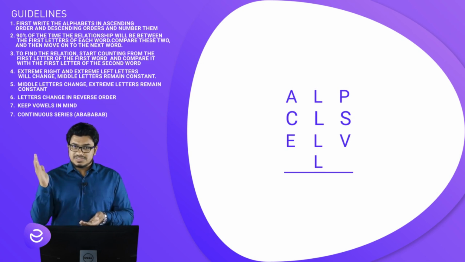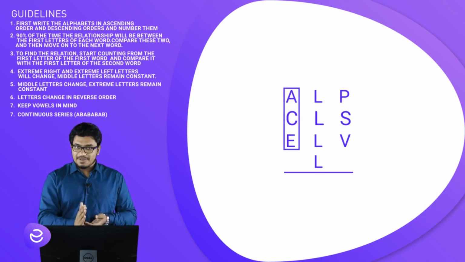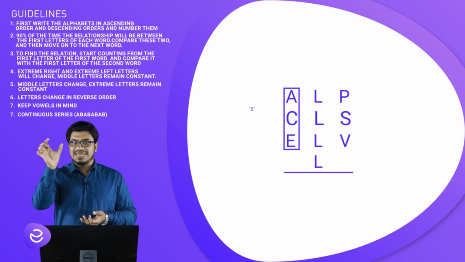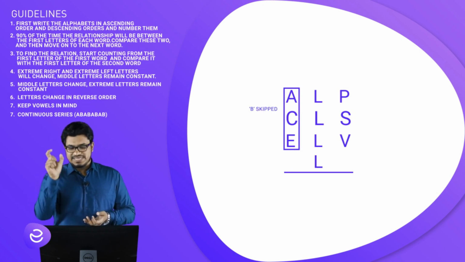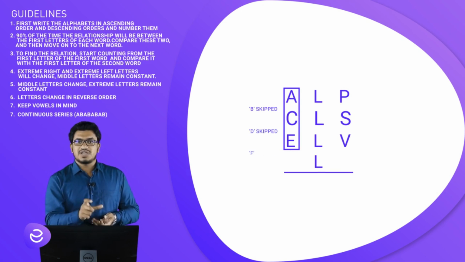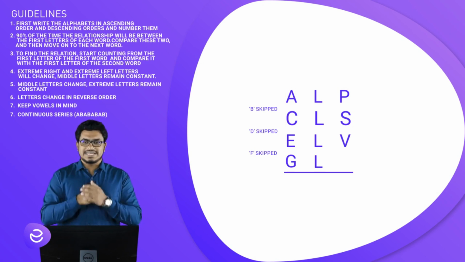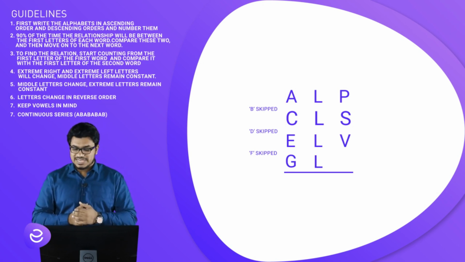Then you check the relationship between the first letters. You get A, then you get C. So, B is skipped there, A, B, C, then D is skipped, you get E. Next, you skip F, you will get G. So, G, L is the first 2 letters of the next word.